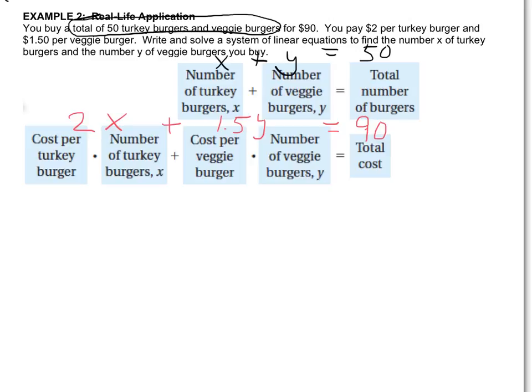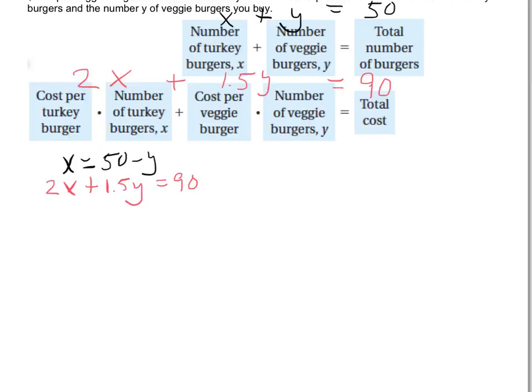So what I'm going to do is rewrite the first equation so that we solve it for x. To rewrite it, I would subtract y from both sides. So x equals 50 minus y. Okay, and then we're going to join it with 2x plus 1.5y equals 90. Okay, so again, we're going to plug in.